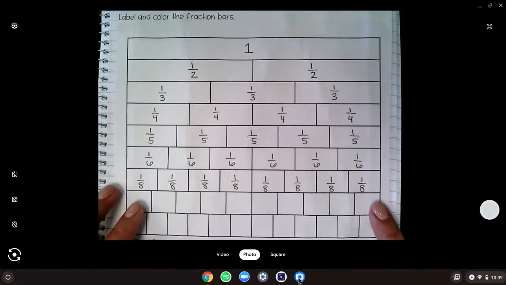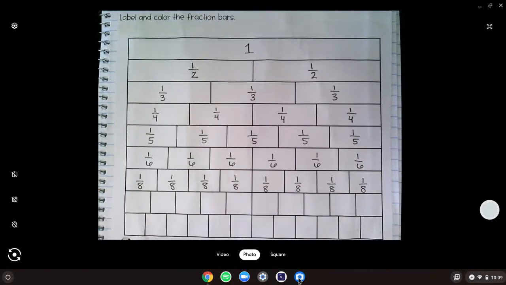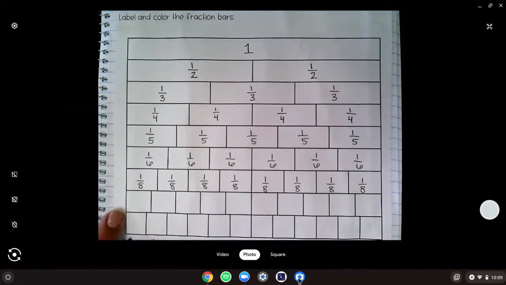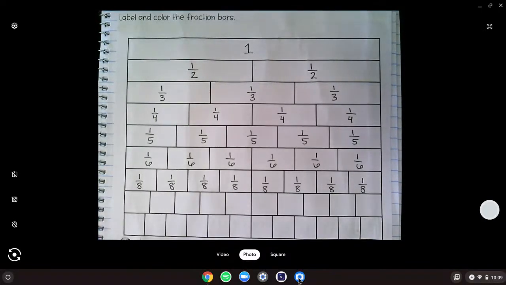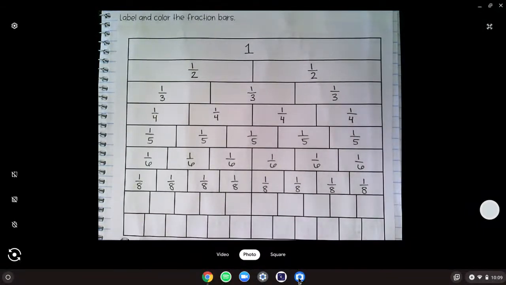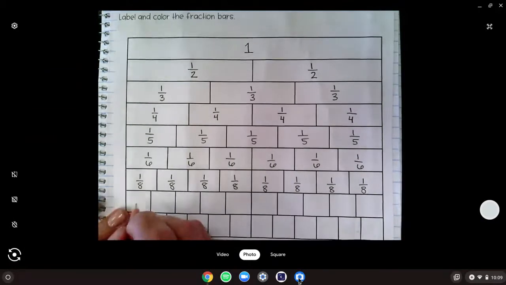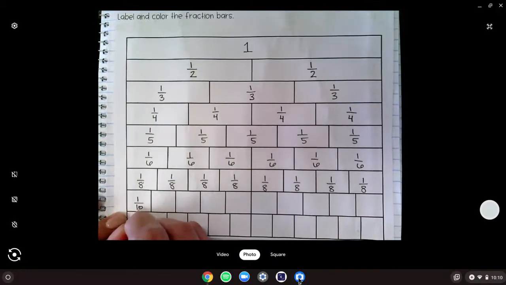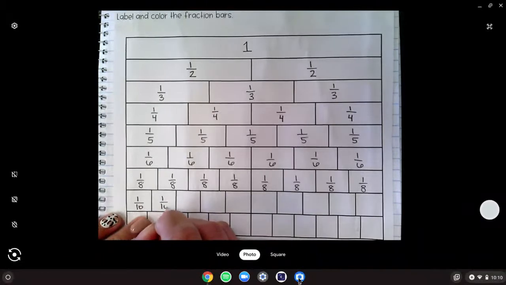What's this next one? How many parts are there in that second to last row? Micah? I think there's 10. There is 10. Do you know how we would say that fraction? 1/10. So it's 10, and then a th at the end. 1/10.